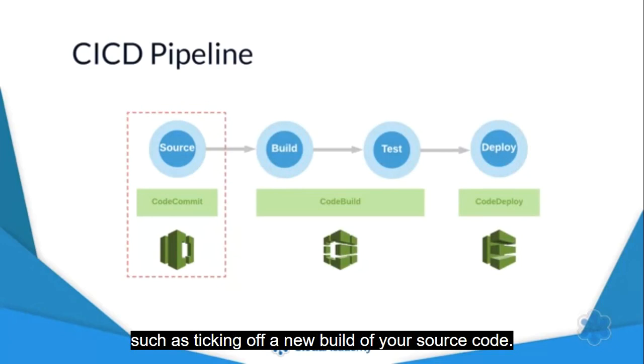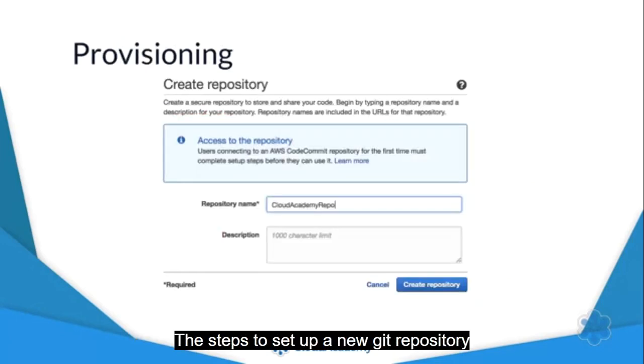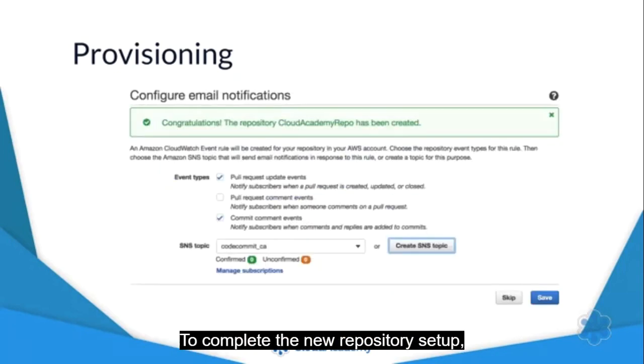The steps to set up a new Git repository within AWS CodeCommit are simple and effortless. You can have your own Git repository available within minutes. The first and really only significant requirement is to give your new repository a name. To complete the new repository setup, you have the option of configuring email notifications for particular events. This configuration is completed through the use of a CloudWatch event rule.